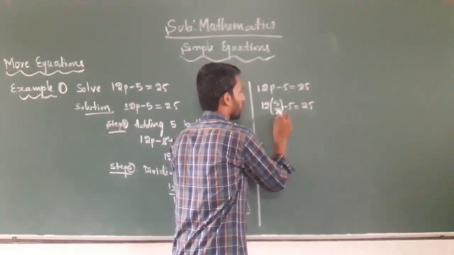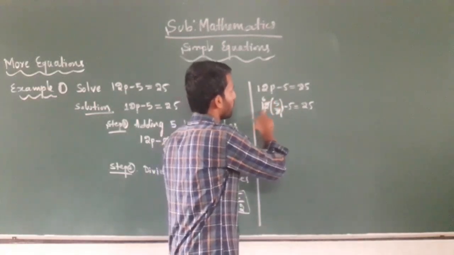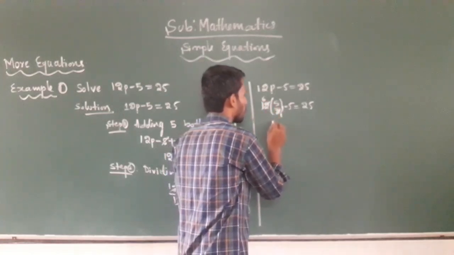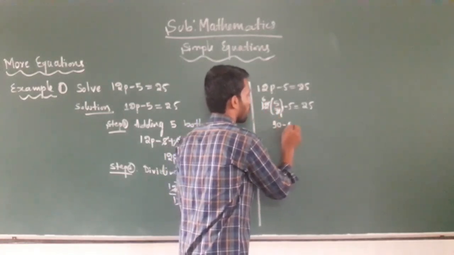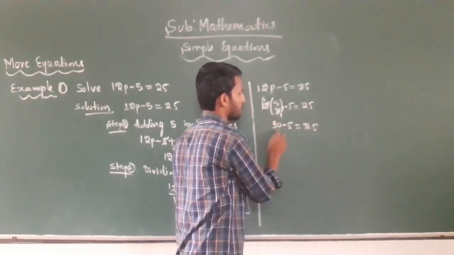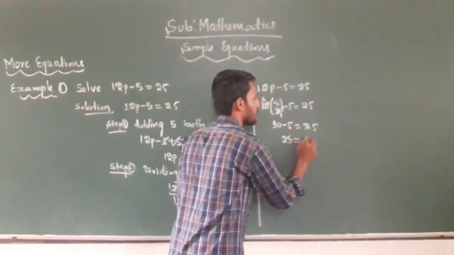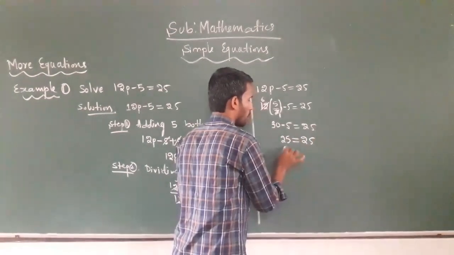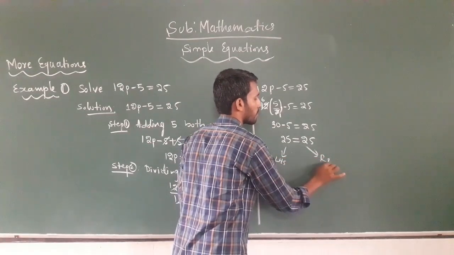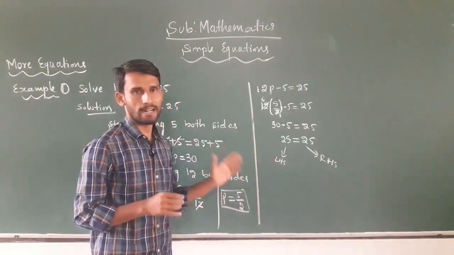12 into 5 by 2. 2 ones are 2, 2 6s are 12, so it will cancel. Now we have to multiply 6 into 5, which is 30, minus 5 is equal to 25. When we do the subtraction, 30 minus 5, we are getting 25 is equal to 25. Now this is LHS and this one is RHS. Both are equal. Then we can say this equation is satisfied.